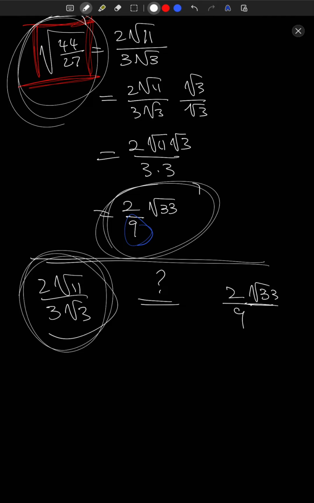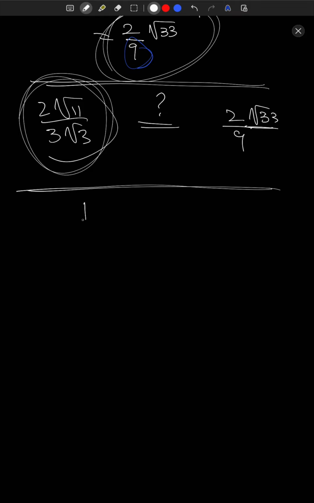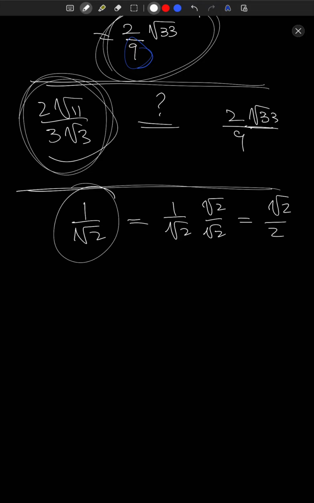Okay, so we'll see this a lot. A very common one we'll see is 1 over root 2, right? That's equal to, well, let's clear it, right? 1 over root 2 is equal to 1 over root 2 times root 2 over root 2. Well, the denominator root 2 times root 2 is just 2, so that's root 2 over 2. Okay, so these two guys are actually the same.